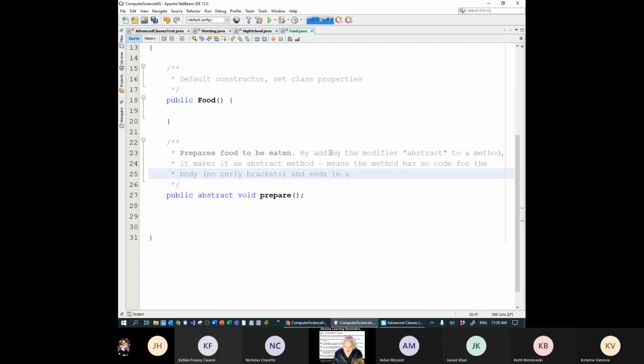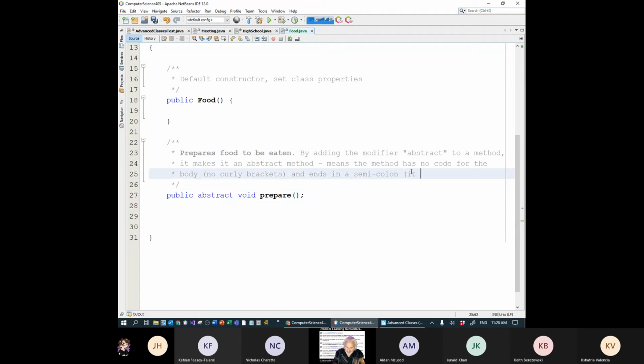And ends in a semicolon. That's something we know about abstract methods. That's how they work. So the method prepare will be preparing food to be eaten. By adding the keyword abstract, it makes it an abstract method, which means the method has no code for the body and ends in a semicolon.